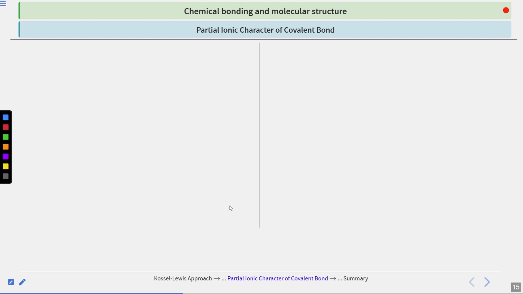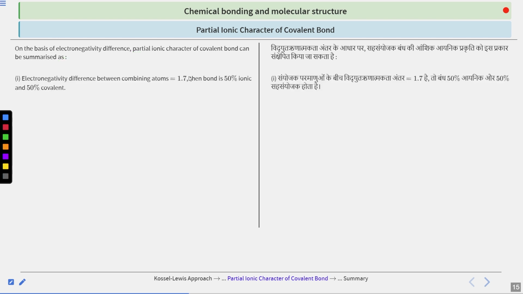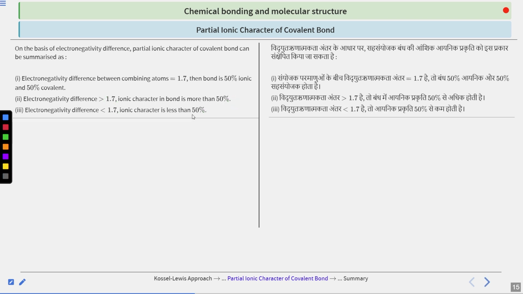What is the partial ionic character of a covalent bond? On the basis of electronegativity difference, the partial ionic character of a covalent bond can be summarized. So there is a short summary of that. If your electronegativity difference between the two is 1.7, then the partial ionic character is 50% ionic and 50% covalent. If that difference is greater than 1.7, then the ionic character is more than 50%. If it is less than 1.7, then the ionic character is less than 50%.